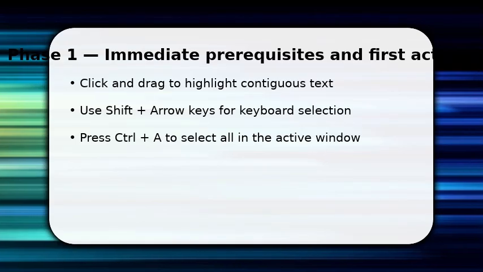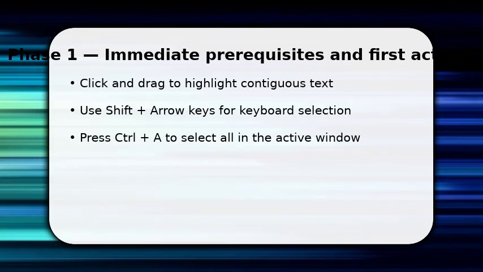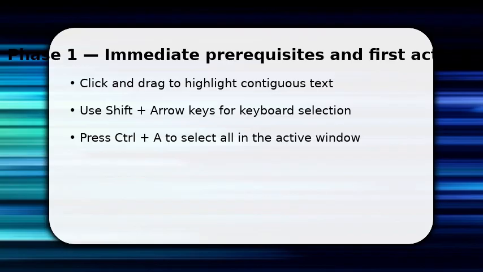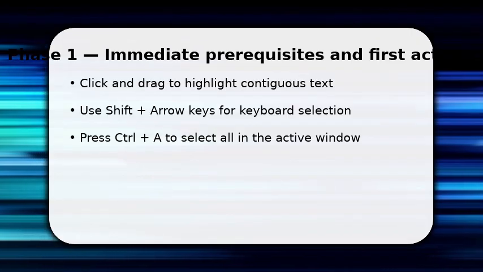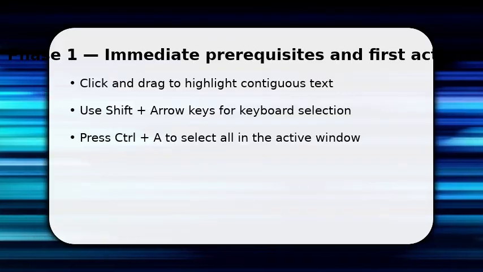Enjoy the video. You start by selecting exactly what you need. That's crucial. Click and drag with the mouse to highlight, or hold Shift and press arrow keys to expand a selection precisely. Once you want everything, press Ctrl+A to grab all text in the active window. Make sure the caret is in the correct field before you begin, otherwise you'll copy the wrong content. This first step sets up everything that follows, so confirm visually that the intended text is highlighted.